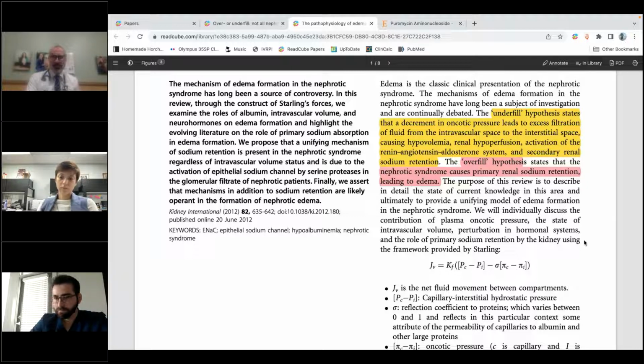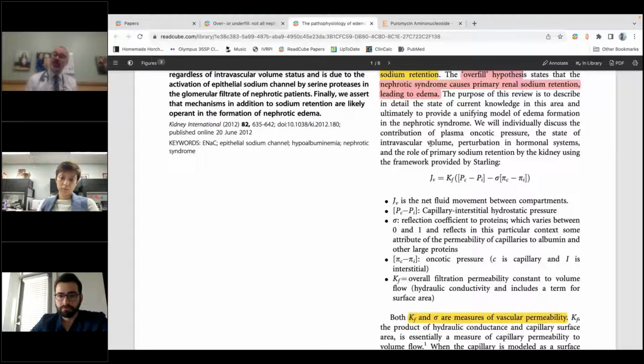So this article is going to dive into both of those and the limitations of the evidence we have to support the different mechanisms for edema, which I thought was a really nice review. It includes Starling's formula here.